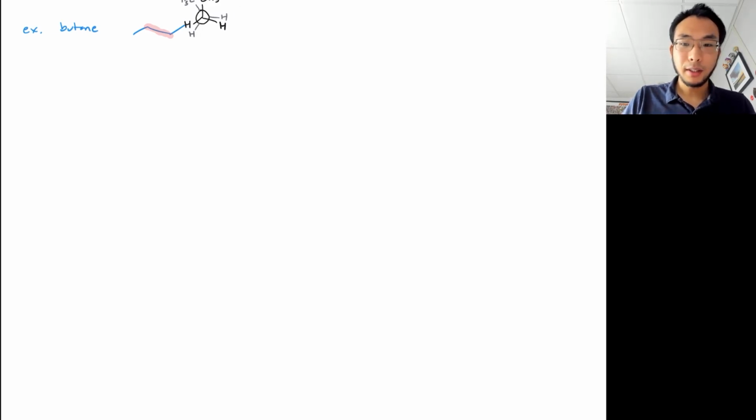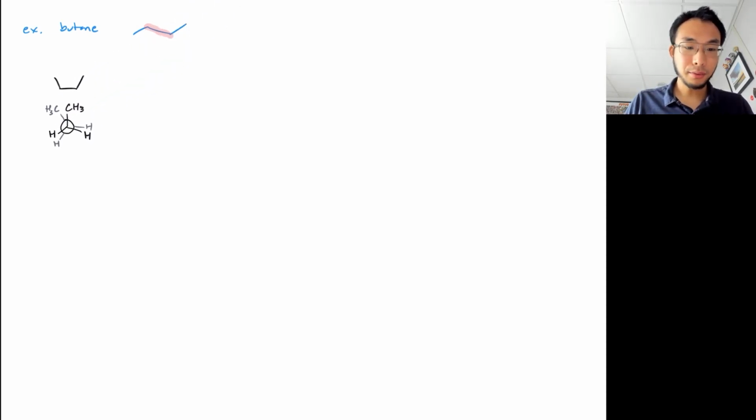All right, let's look at one more example. So for a bigger molecule, butane. And for butane, we will look down the middle carbon-carbon bond right here. Turns out when you do this, things are a little bit different because now there's different groups that are attached to the two carbons of the rotating bond.